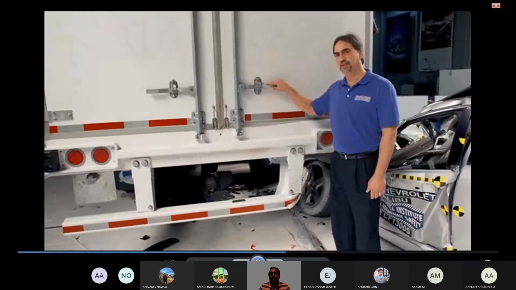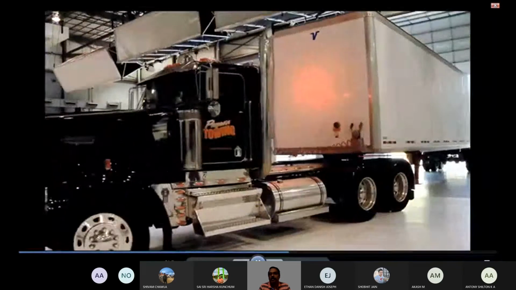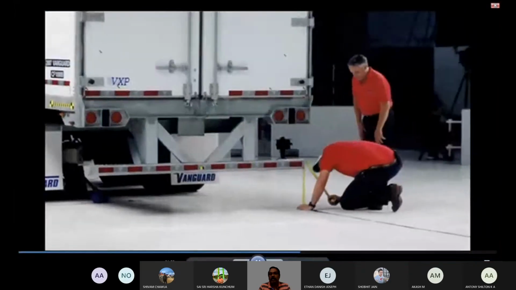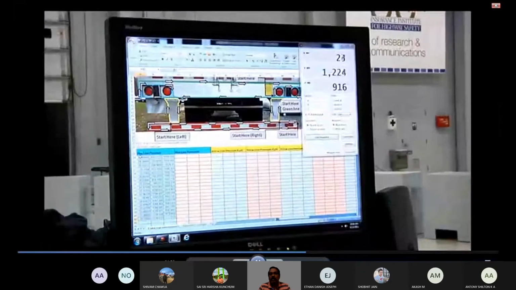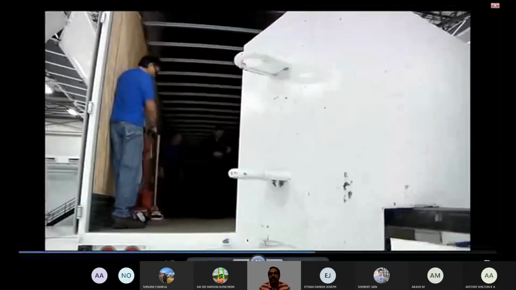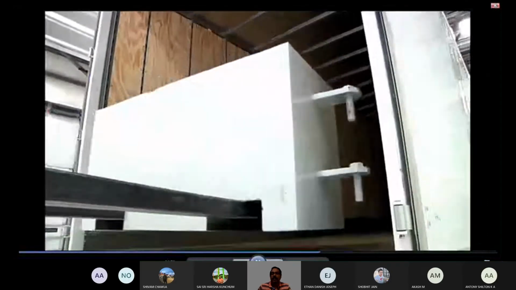For this test, we've purchased 8 brand new semi-trailers. We will first put it in position in the crash hall, take measurements of each component of the back of the trailer, the frame rails, underride guard, the door opening. Then we will load the trailer with 38,000 pounds of concrete blocks.